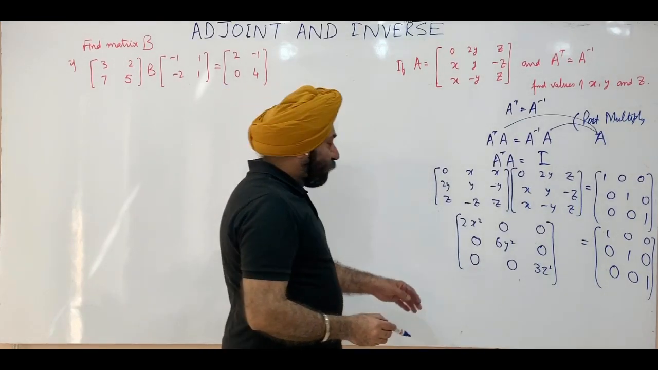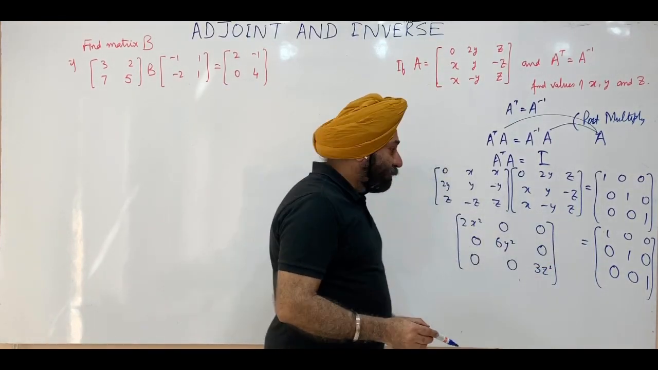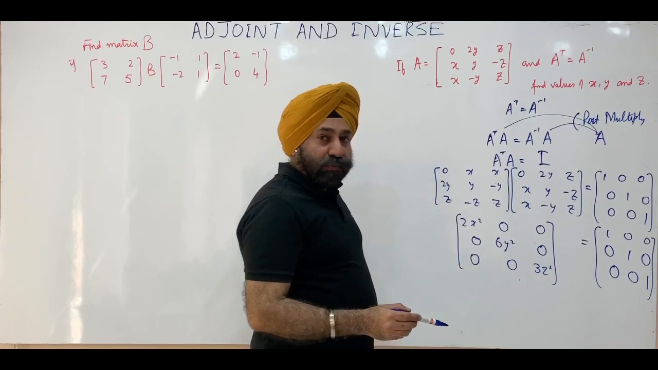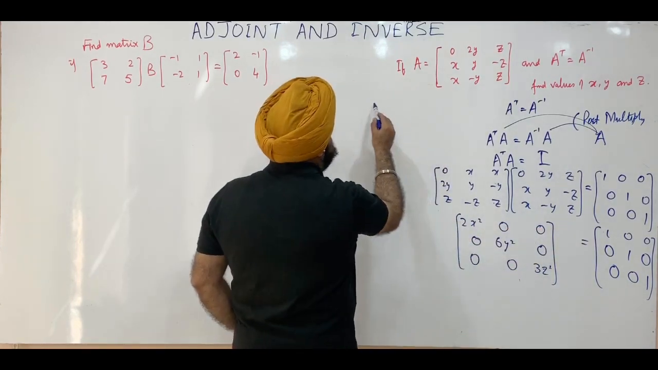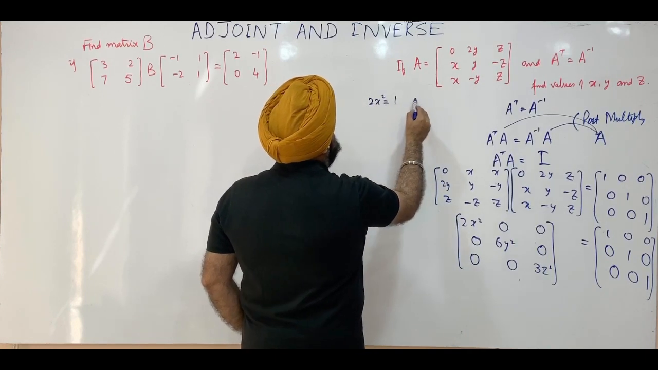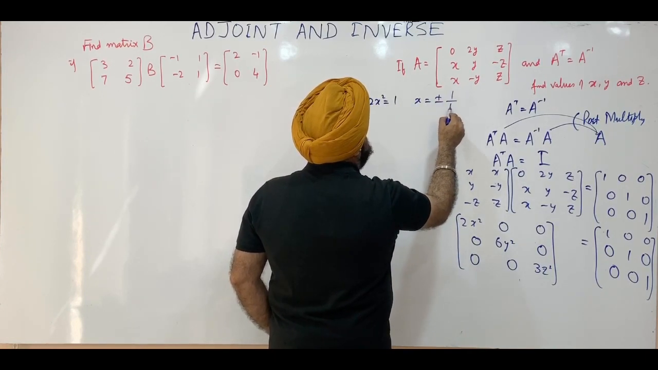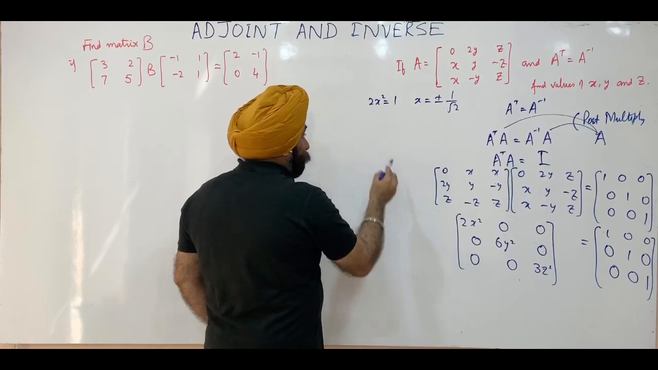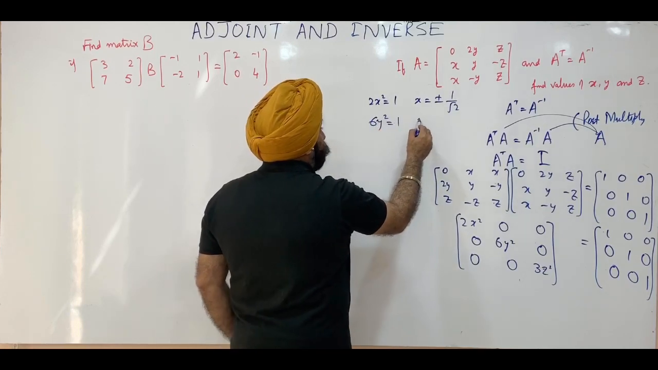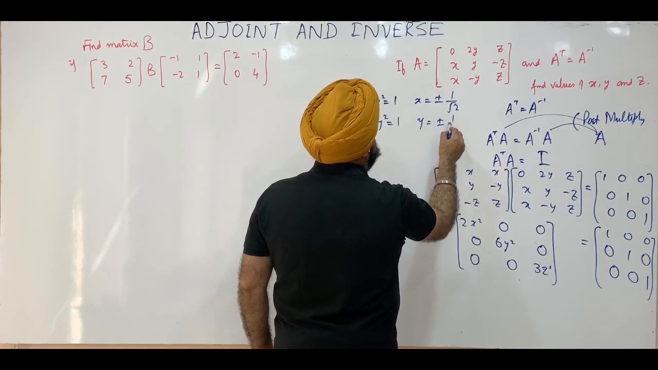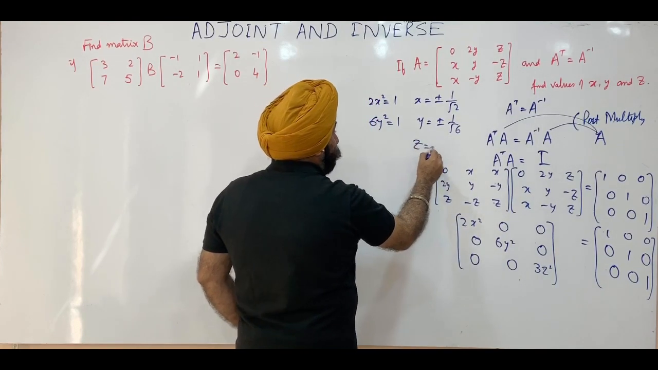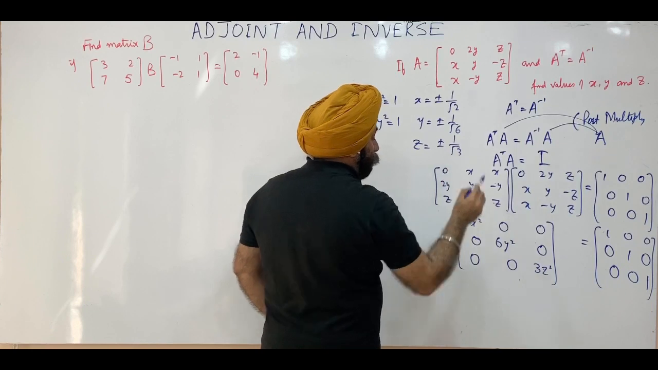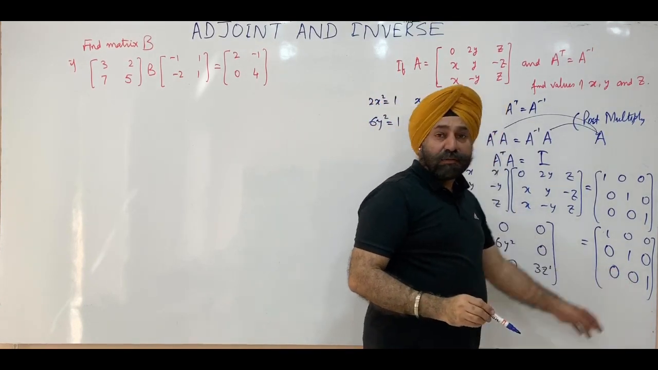Now from the definition of equality of matrices, we know the corresponding elements are equal, that is 2x square is 1, or x is plus minus 1 by root 2. Similarly, 6y square is 1 means y is equal to plus minus root of 1 by 6, and z is plus minus 1 by root of 3, from 3z square is equal to 1.